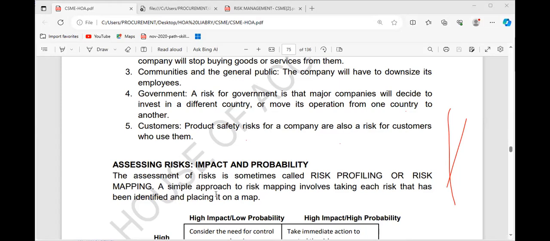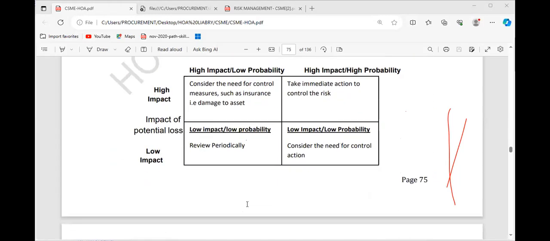Don't forget, a simple approach to risk mapping involves taking each risk that has been identified and placing it on a map. So we have high impact, we have low impact, and we have high impact and low probability. This place is what we call high impact and low probability. Then on this other side is what we call high impact and high probability.